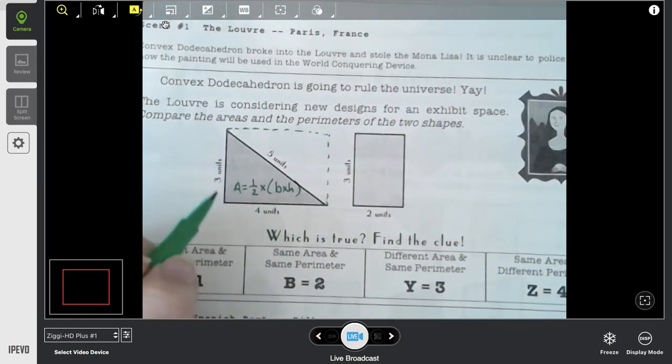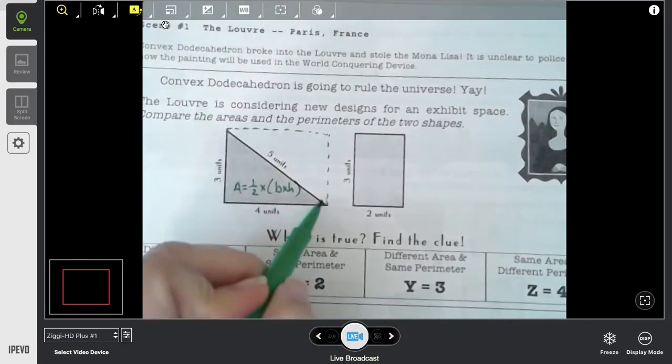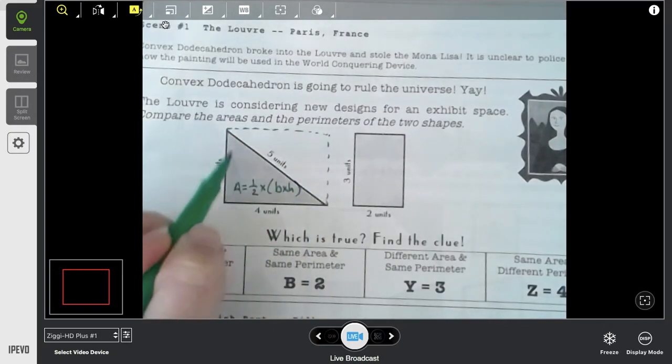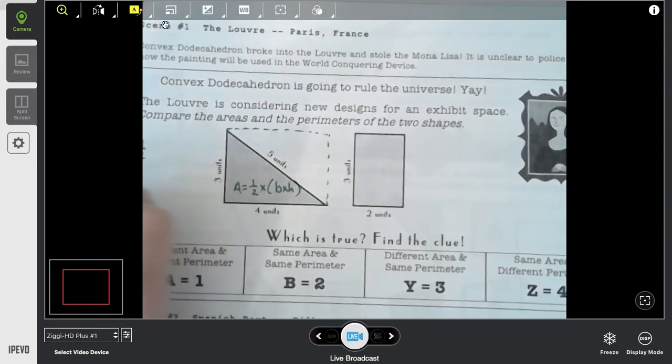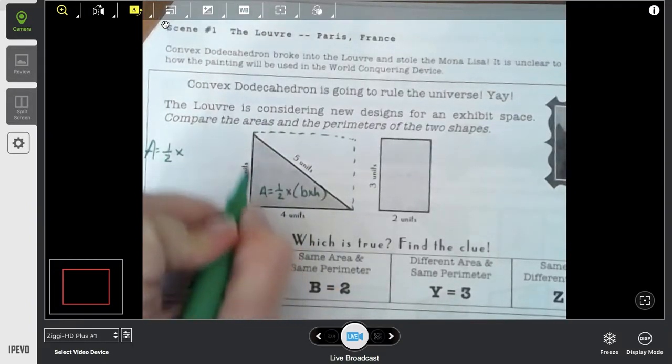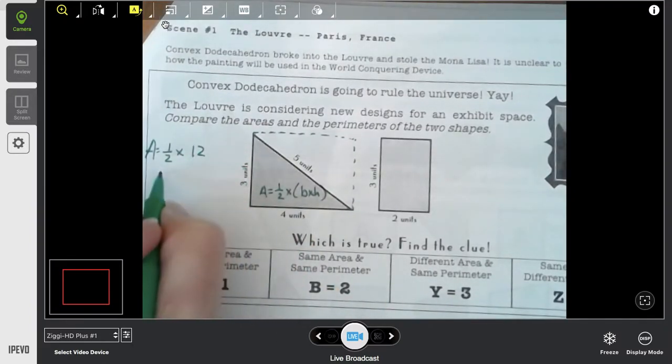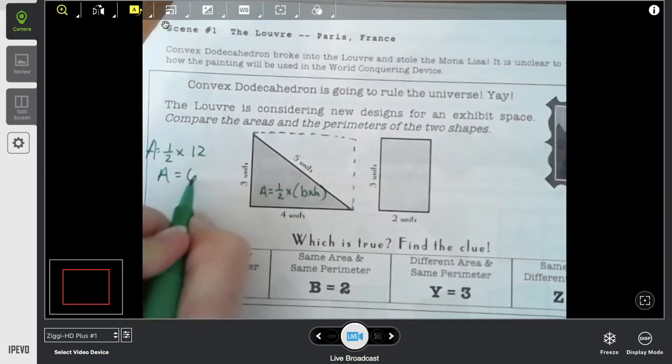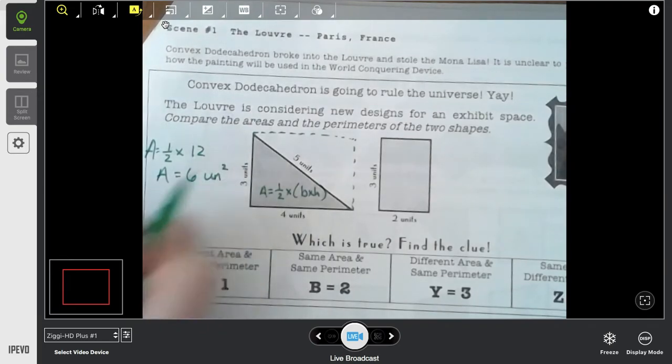So 4 times 3, and then half of that, because 4 by 3 would be 12 square units for this whole rectangle, and the triangle only takes up half of it. So it's half, area equals half of base times height, 3 times 4, which is 12. And half of 12 is 6 square units.